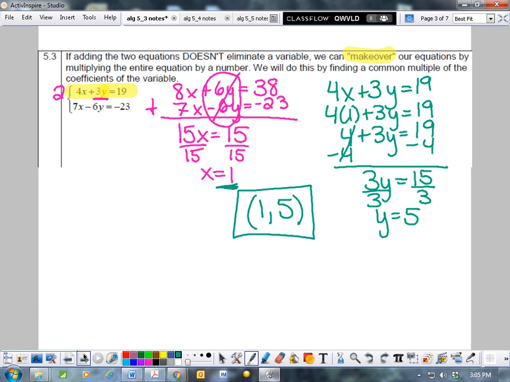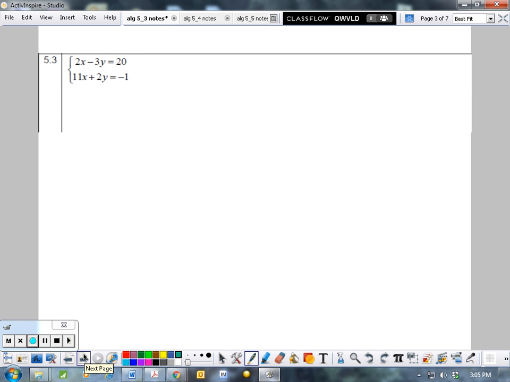Okay, so we're going to try another. We have 2x minus 3y equals 20. And then we have 11x plus 2y equals negative 1. And so now, neither one of them seem really easy. So it's really our choice. I can either make the x's the same number of different signs, or I can make my y's the same number of different signs. And it's really our choice. As long as you do your math correctly, you should end up with the same answer.